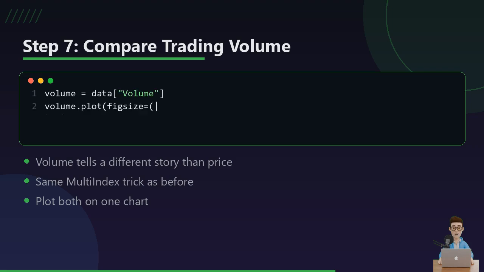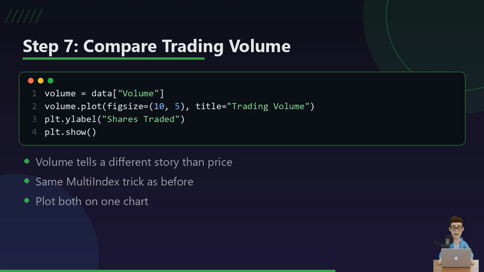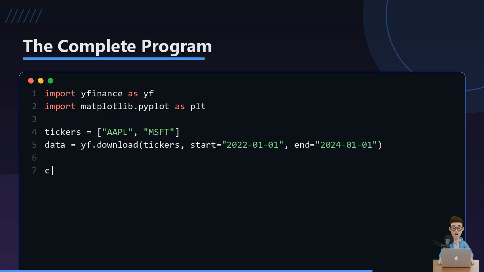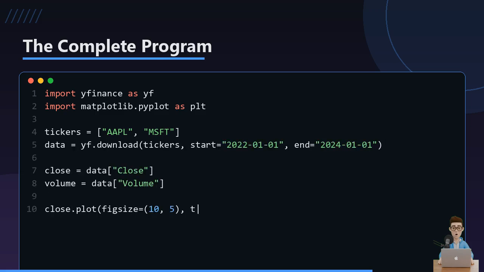Price tells you direction. Volume tells you conviction. A price move on huge volume means a lot more than the same move on a quiet day. Pulling it out is identical to what we did for close, which is the nice part about yfinance's consistent structure. That's the whole thing. One download, 3 plots, and 2 resampled data frames sitting there ready for more digging.